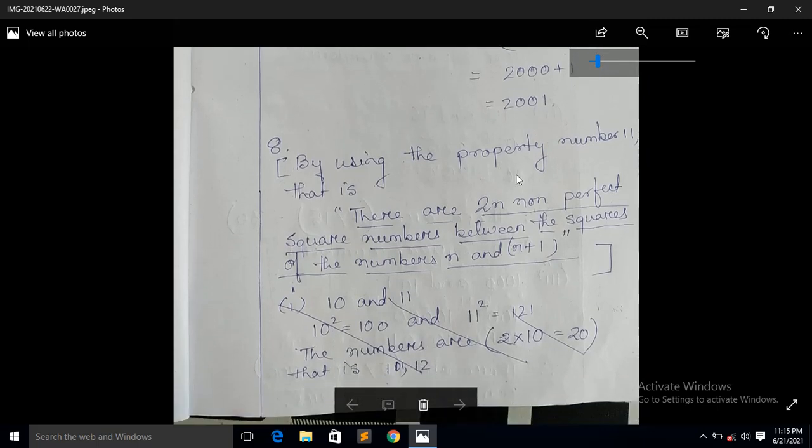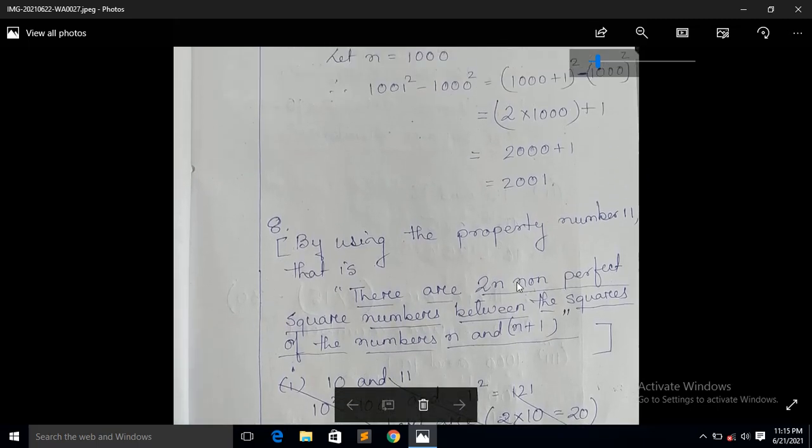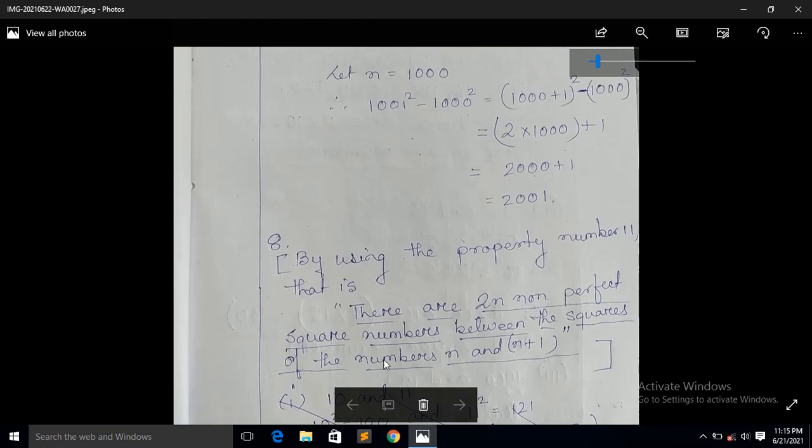Come to question number 8. What is the property you have to use? By using property number 11, you have to do that. What is the question? How many numbers lie between the squares of the following numbers? Say 10 and 11. 10 square is 100 and 11 square is 121. How many numbers are there between the squares of 10 and 11?